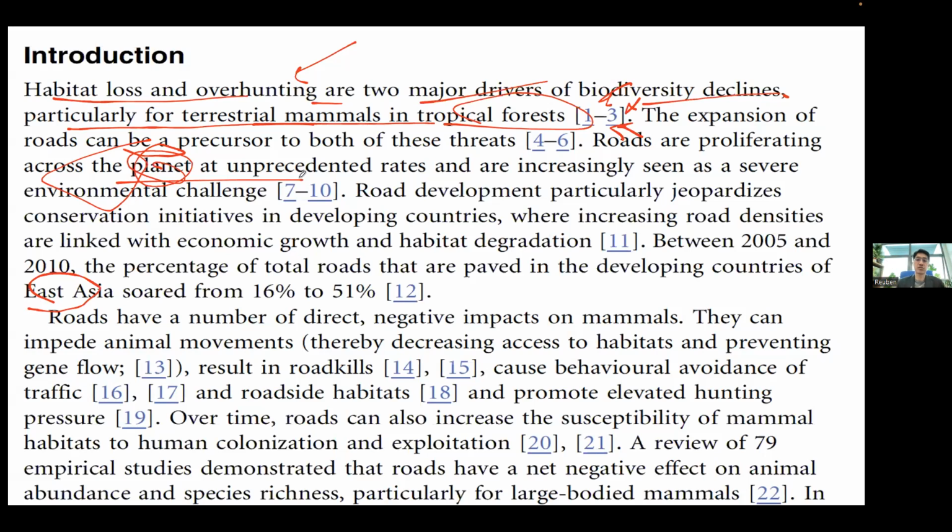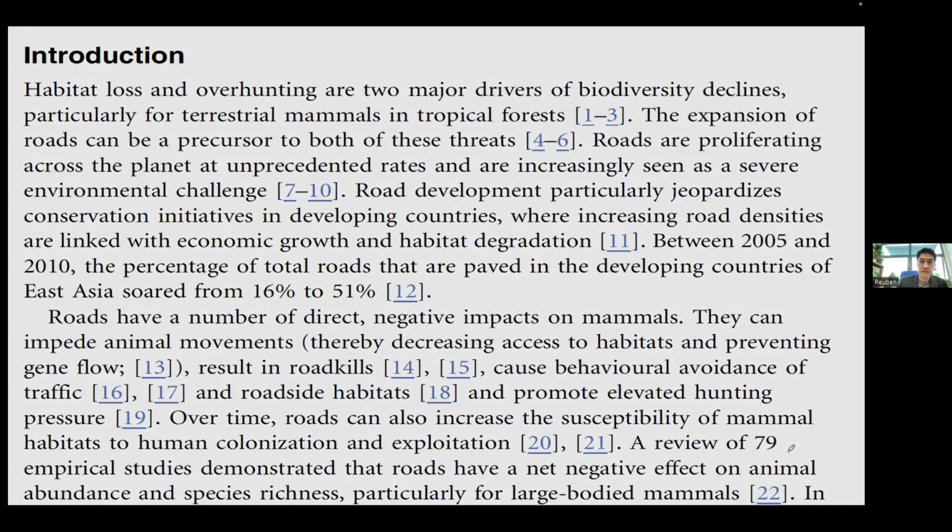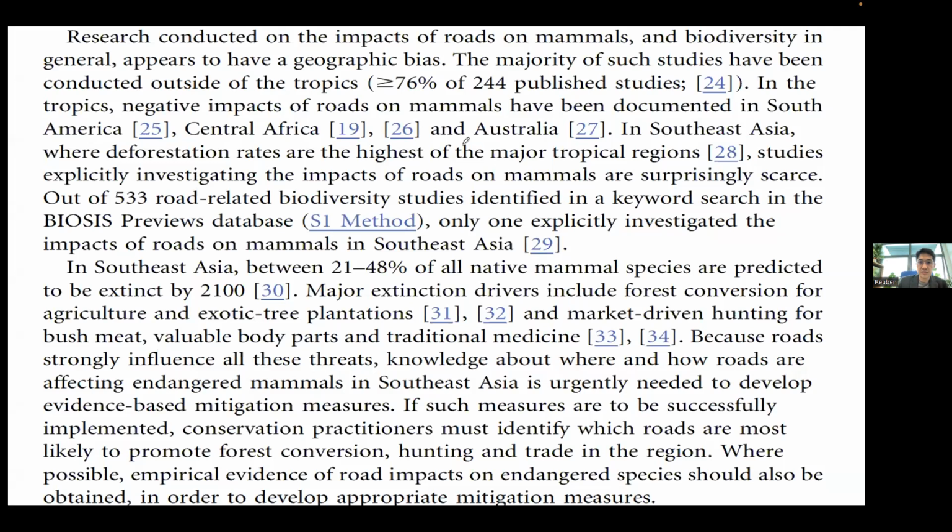And then you zoom in to your particular topic, which, in this case, was roads. And so I did explain the current state of knowledge, what's happening in terms of road research. So remember, to present the state of knowledge, I talked about what is happening in America, Central Africa, and Australia. But in Southeast Asia, then I zoomed in here.